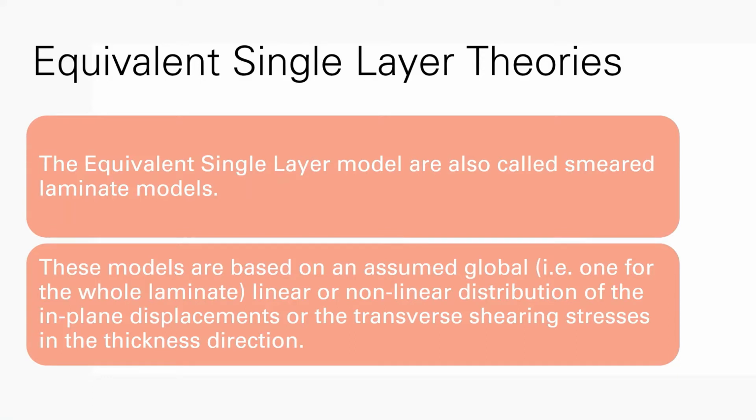So what are equivalent single layer theories? The equivalent single layer models are also called the smeared laminate models. These models are based on an assumed global, that is, one for the whole laminate, linear or non-linear distribution of the in-plane displacements or the transverse shearing stresses in the thickness direction. So in equivalent single layer theories, what we do is model the in-plane displacements for a single plate.